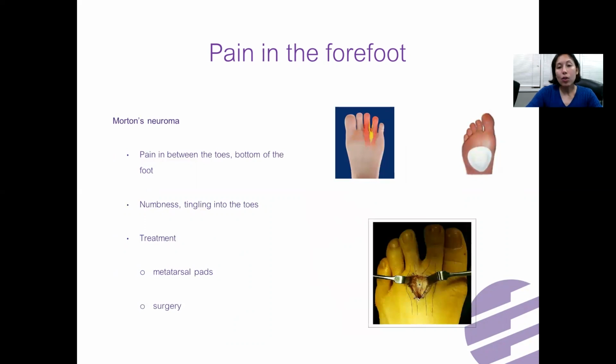So a Morton's neuroma can often differentiate itself from something like a metatarsalgia or pain in the bottom of the foot because it causes pain between the toes on the bottom of the foot. It's actually a disorder of the nerve that runs along the bottom of the foot and branches out to the toes. Since it's a nerve, it can cause numbness and tingling into the toes. But the treatment does not have to be surgical. Again, you can use something to offload the forefoot like a metatarsal pad, or worst comes to worst, you can have surgery to excise the nerve.